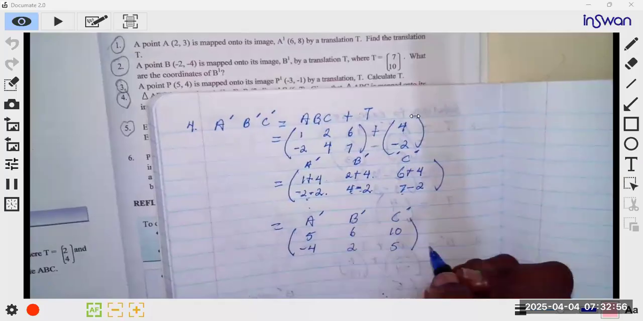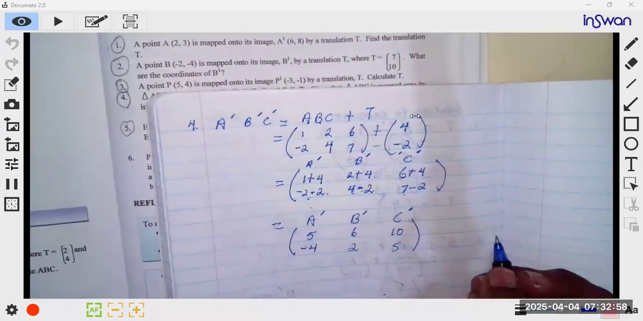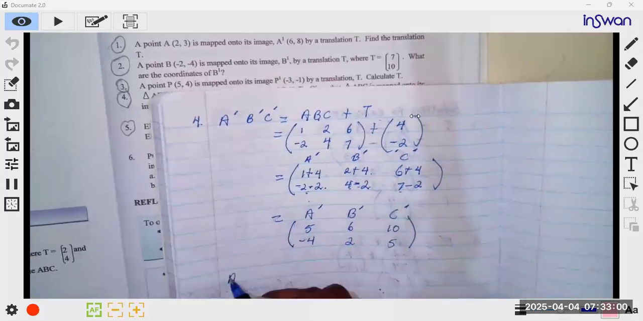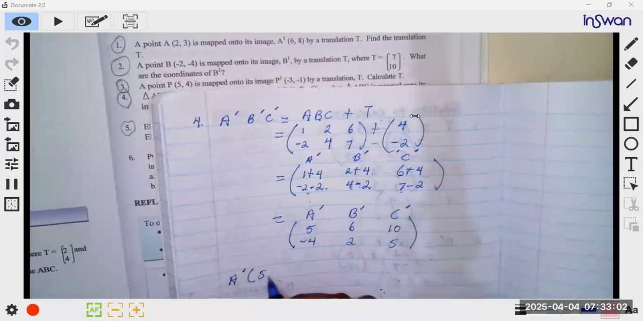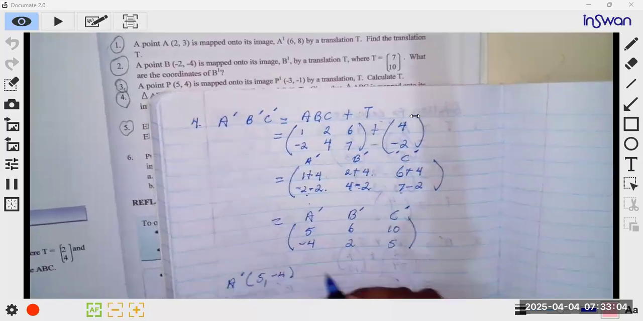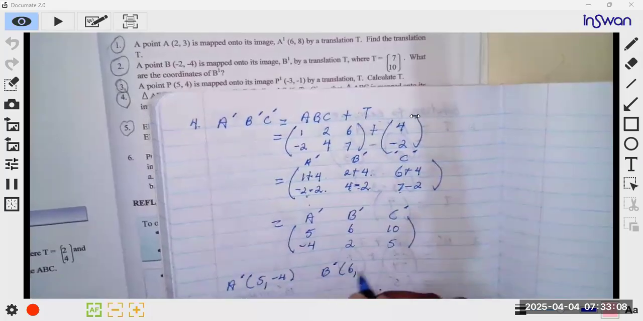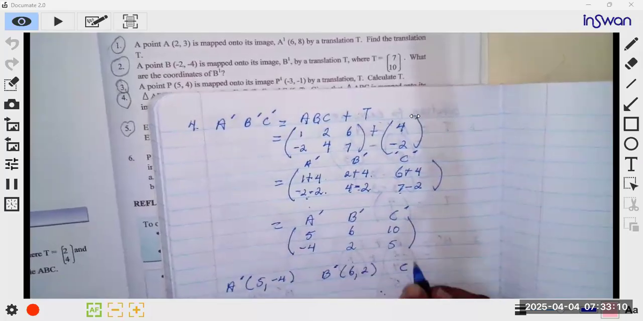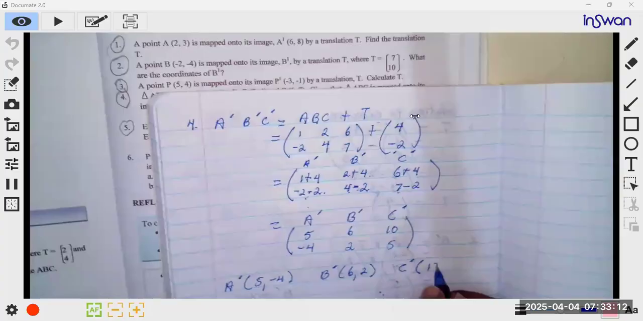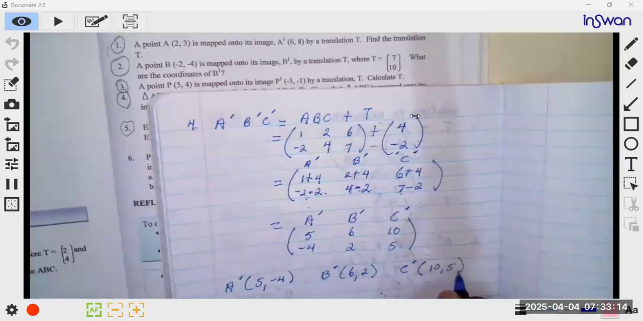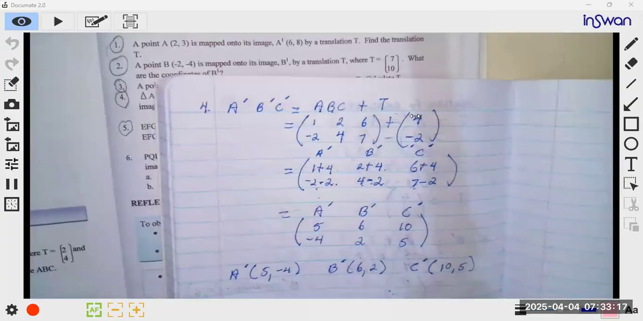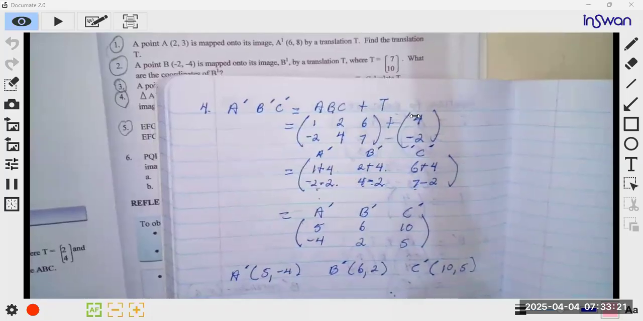But they want it in the form of coordinates. So A prime as a coordinate will be 5, -4. B prime as a coordinate will be 6, 2, and C prime as a coordinate will be 10, 5. And these are what we call the coordinates. These are coordinates, these are the vectors.